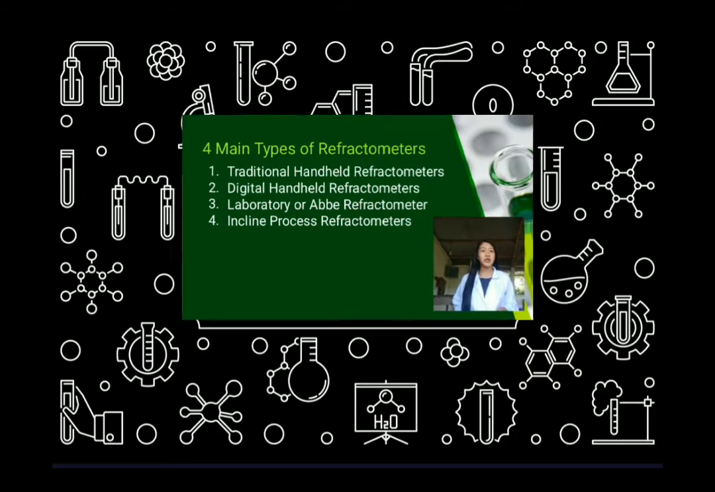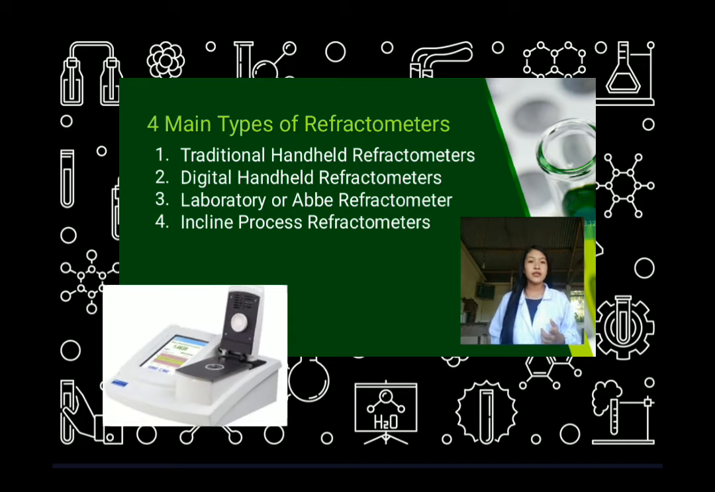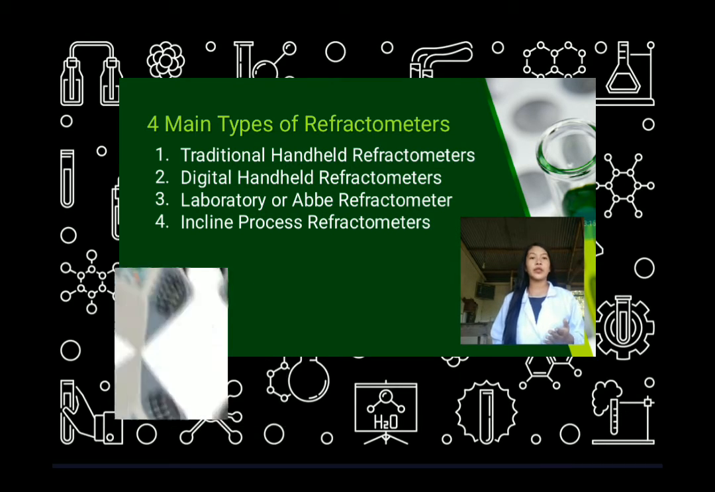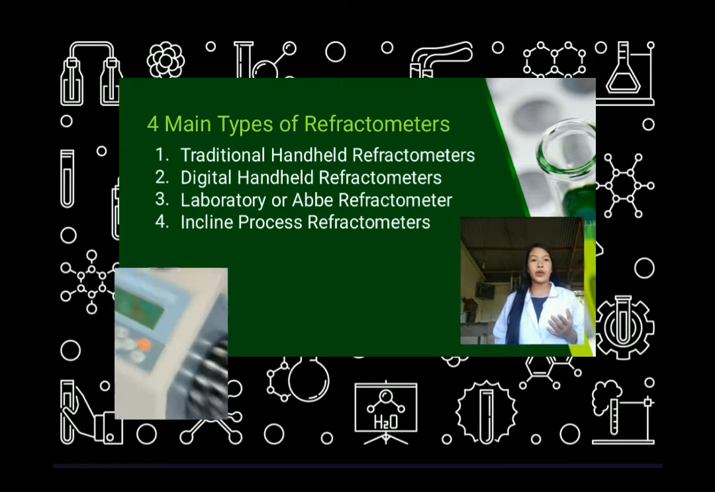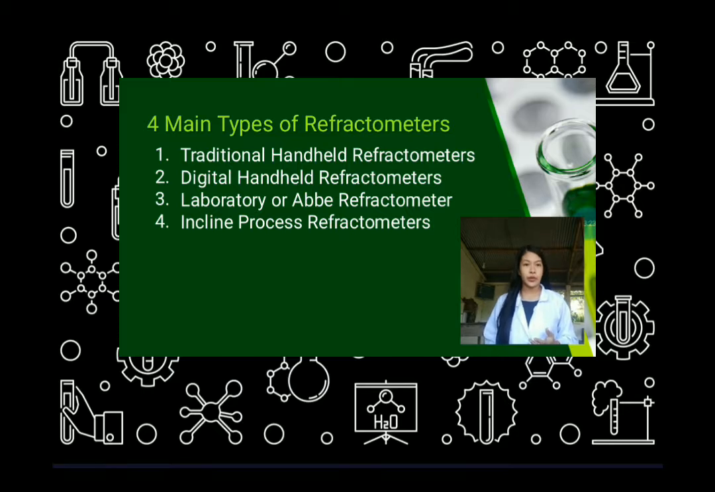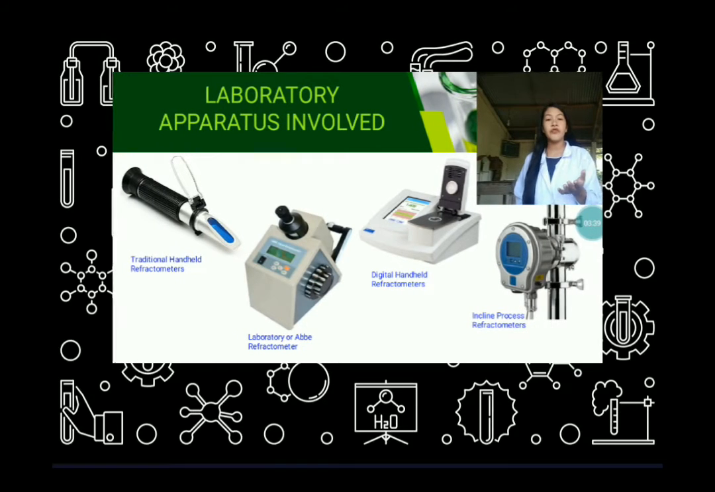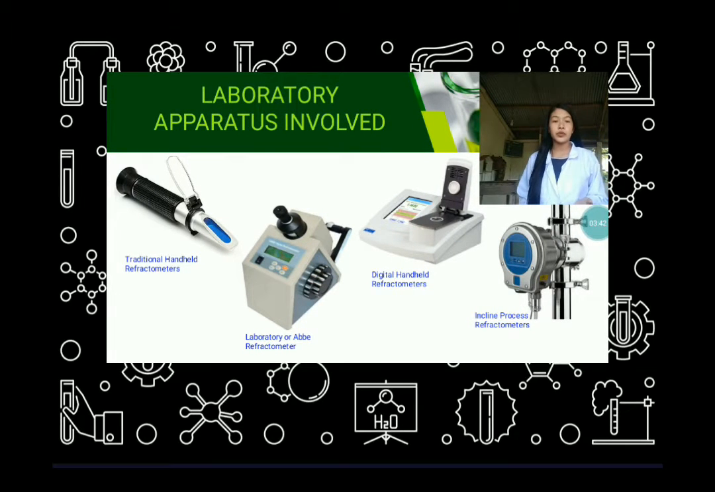The four main types of refractometers. First, the traditional handheld refractometers. Second, digital handheld refractometers. Third, laboratory or Abbe refractometers. Fourth, inline process refractometers. So, as you can see in the picture, the laboratory apparatus involved are the traditional handheld refractometers, laboratory or Abbe refractometers, digital handheld refractometers, and inline process refractometers. Those are the four main types of refractometers.